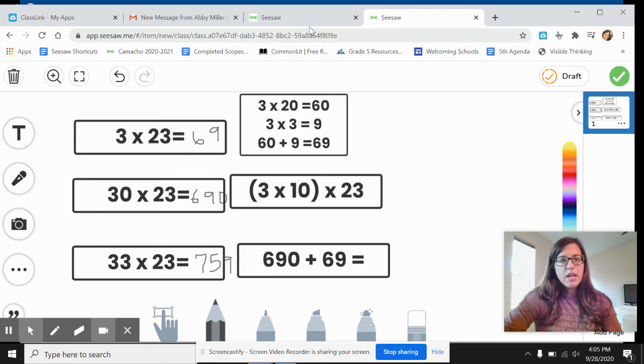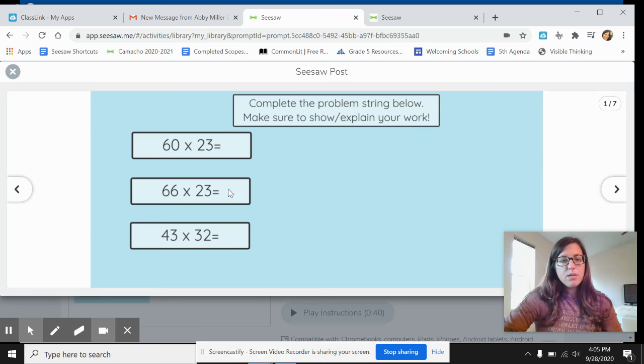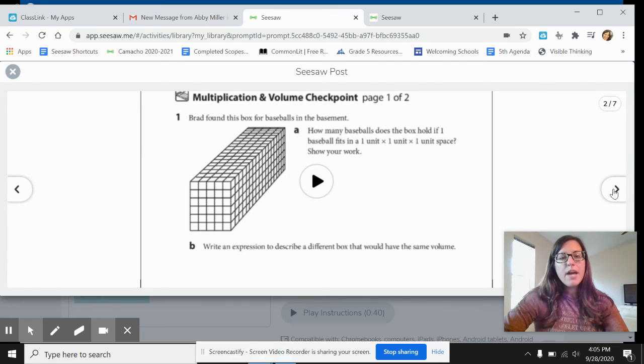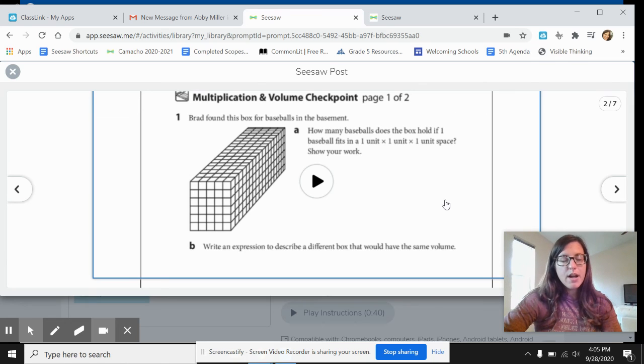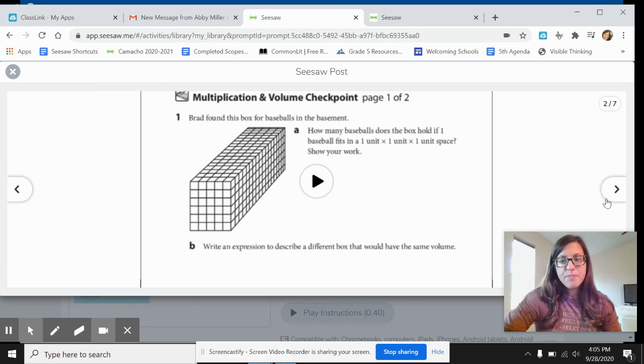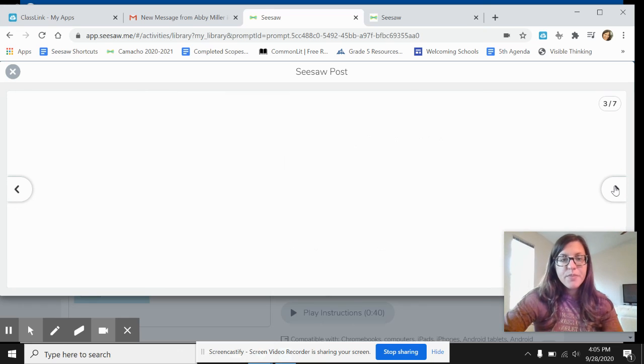So your job today is to complete the problem string with these next 3 problems. And again, be thinking about the connections you can make. And you have quite a few pages of problems. So there is 1 problem on each page of this checkpoint. I really recommend that you listen to my voiceover of the directions, because I kind of help you figure out the problem and read through the problem if you are ready for help with that.